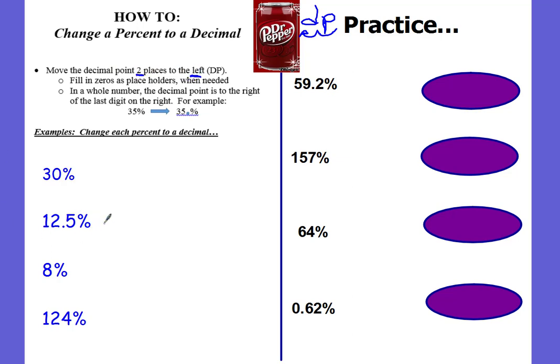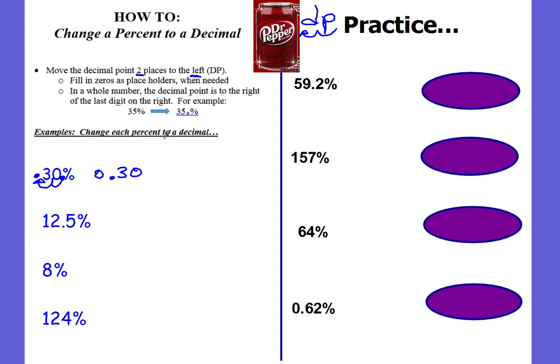Let's try it. 30%. Okay, it's not the percent symbol you're moving, it's the decimal point that you're moving. So our decimal point is invisible because this is a whole percent, which means it's going to go at the end. So we're going to place our decimal point, and then we're going to move it 2 places to the left. 1, 2. So our new decimal will now go in front of the 3. So its decimal value is 30 hundredths. Or if you wanted to drop this last 0 and write it as 3/10, that's fine.